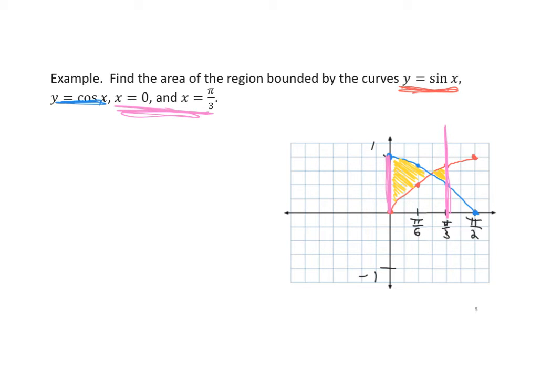Well, we have to think about the values of sine x and cosine x. Let's just say between 0 and pi over 2. For which x value are we going to get the same result for sine x and cosine x? The answer is pi over 4.